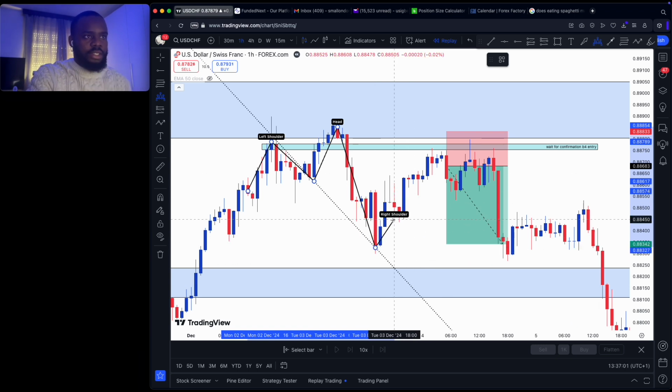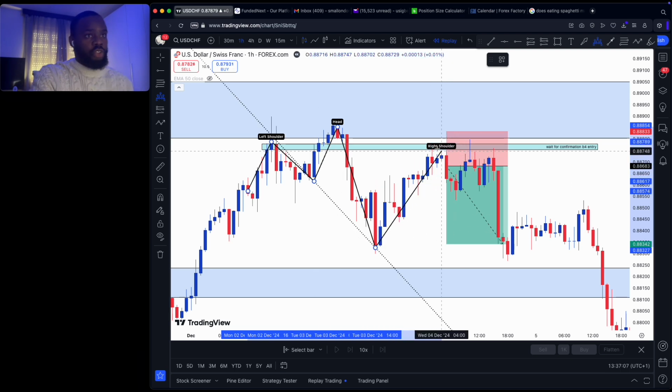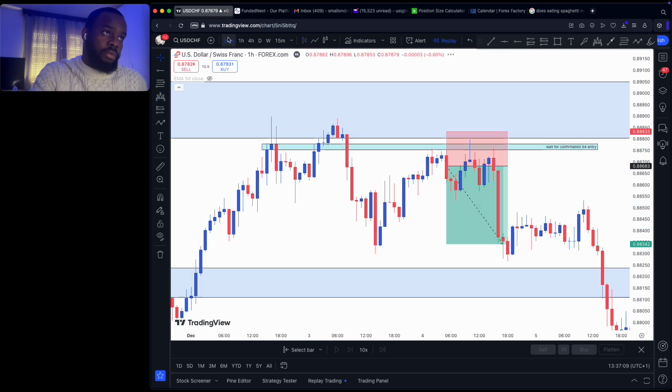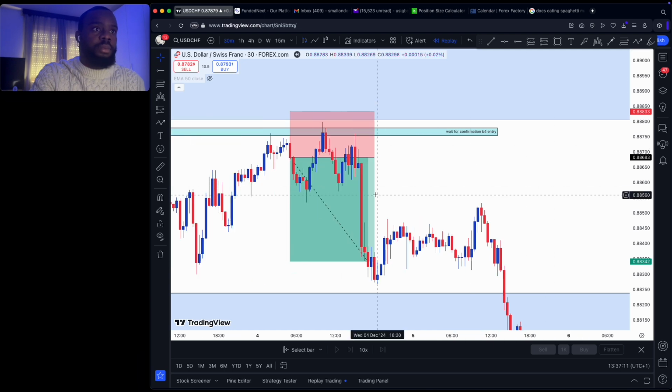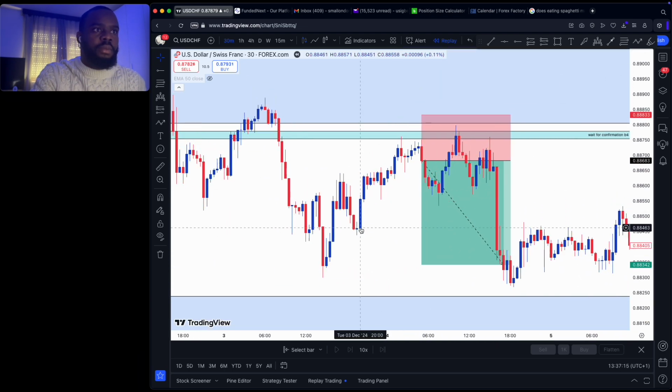So price was at this point. I was like, okay, now the price has closed below this point, so I should be looking for an entry here with the 30 minutes. So I went to the 30 minutes time frame. I think that was 5 o'clock in the morning.